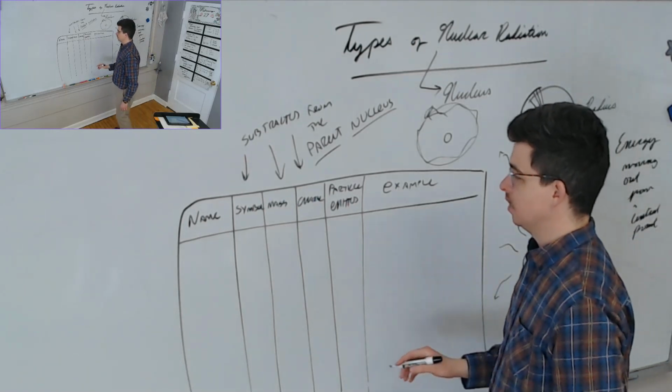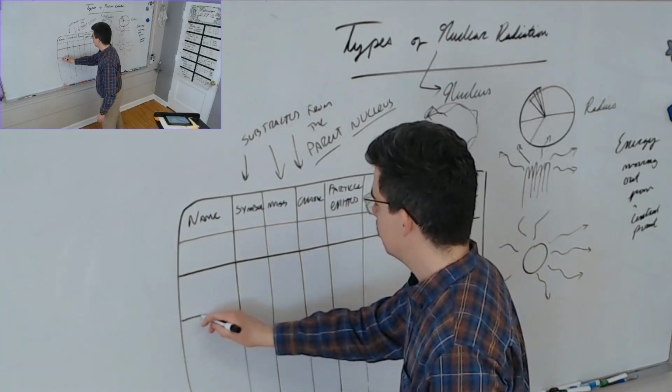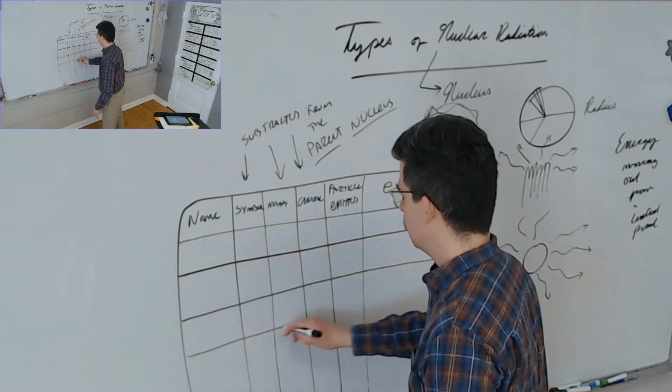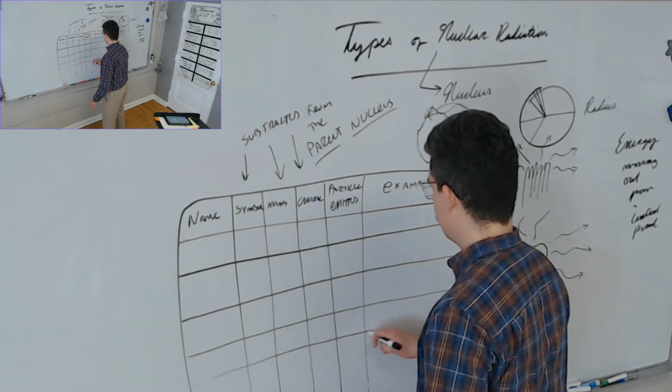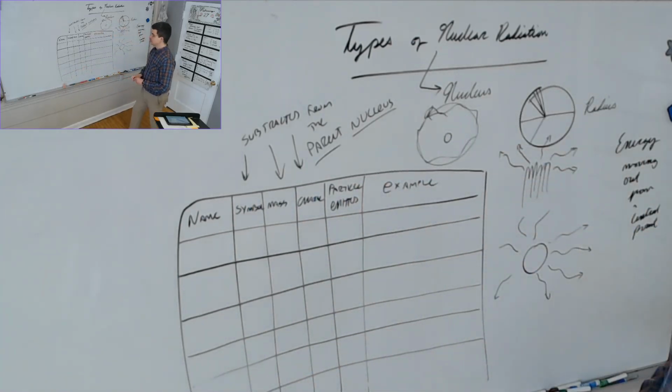I'm going to draw a little diagram that labels these things. I'm going to leave a little bit more room. There are 6 types of nuclear radiation. The first one we're going to talk about is alpha.